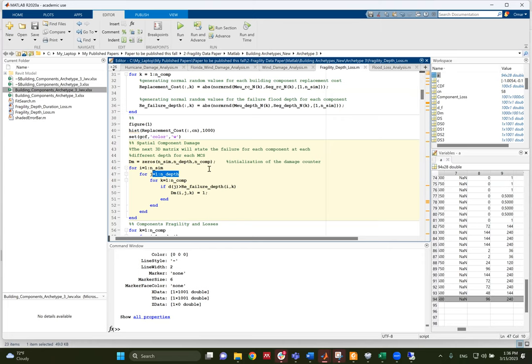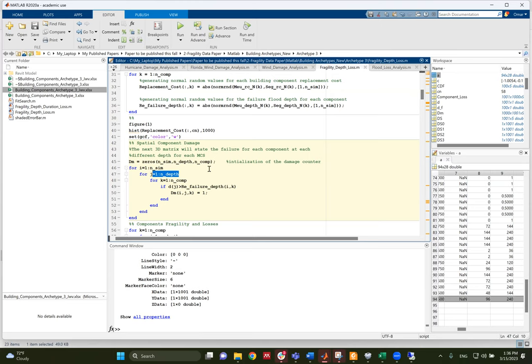And it will keep doing this for the 95 components. And then I will have it for the 1,000 depth values and for the 1,000 simulations. And I will have the damage vector. It's called damage vector, it's a 3D. So DM, I is the simulation, J is the depths, K is the components, right? So this is a 3D vector that has lots of data.